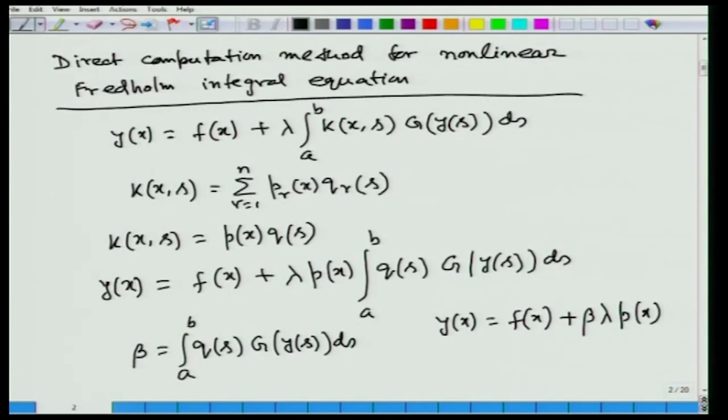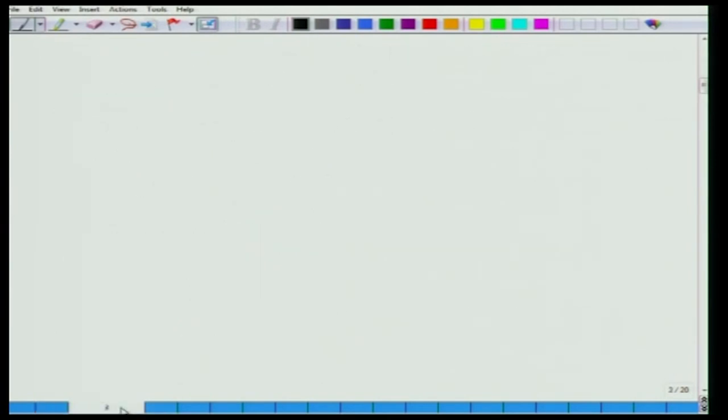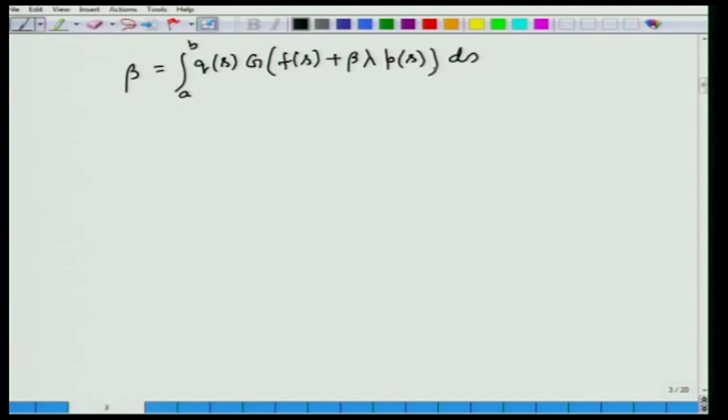Now, if we substitute this expression for y(x), that is f(x) plus beta lambda p(x), into the definition for beta, we find that beta equal to integral a to b q(s) G of f(s) plus beta lambda p(s) ds.